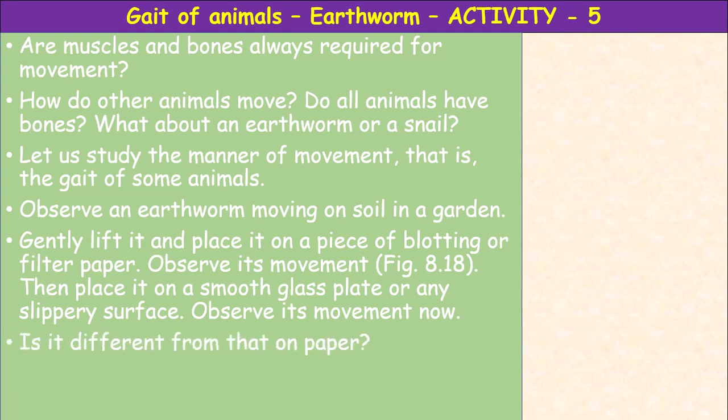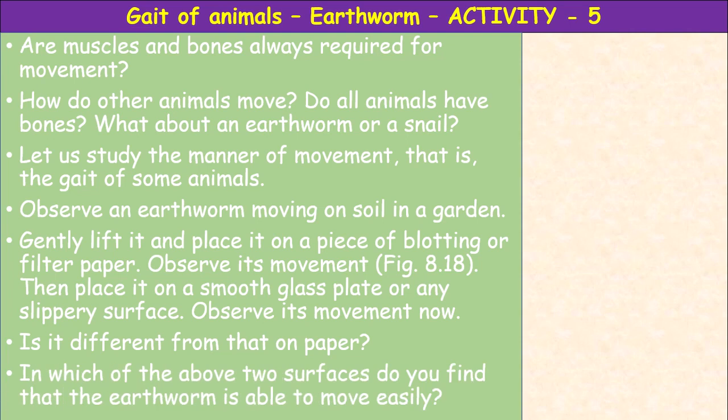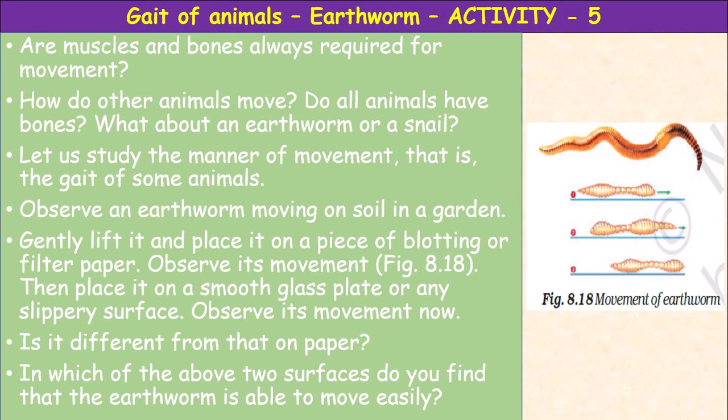Okay, then place it on a smooth glass plate or any slippery surface. Observe its movement. It is different from that on a paper. In which of the above two surfaces do you find that earthworm is able to move easily? On a glass plate or a smooth surface? You can see. So this is the earthworm. How the earthworm is moving.